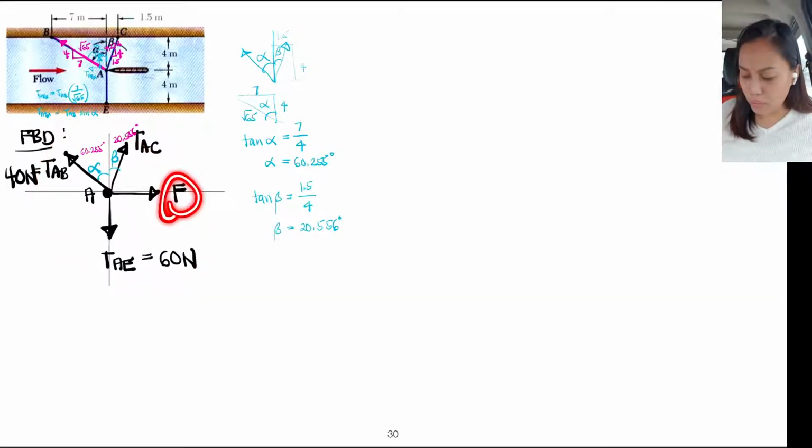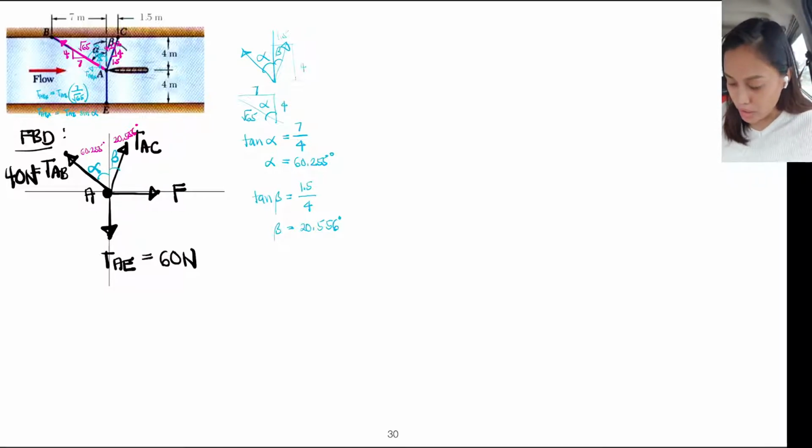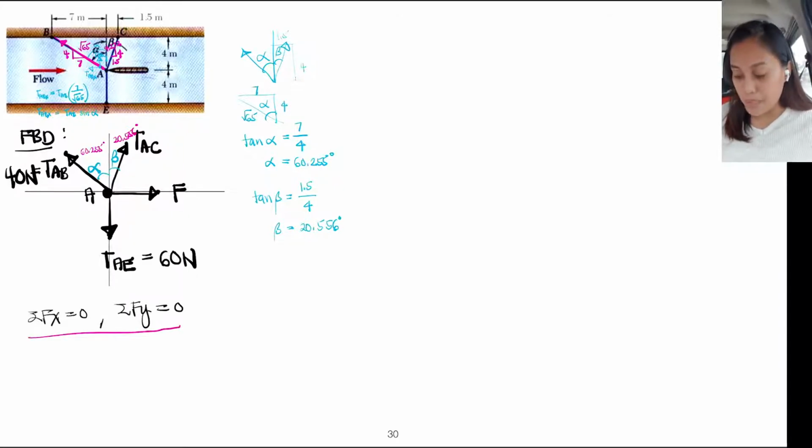Okay, let's solve for these two unknowns using rectangular components. We can use two equations as I mentioned before: summation of forces along x equal to 0 and summation of forces along y equal to 0. These are the two equations we can use to solve this.